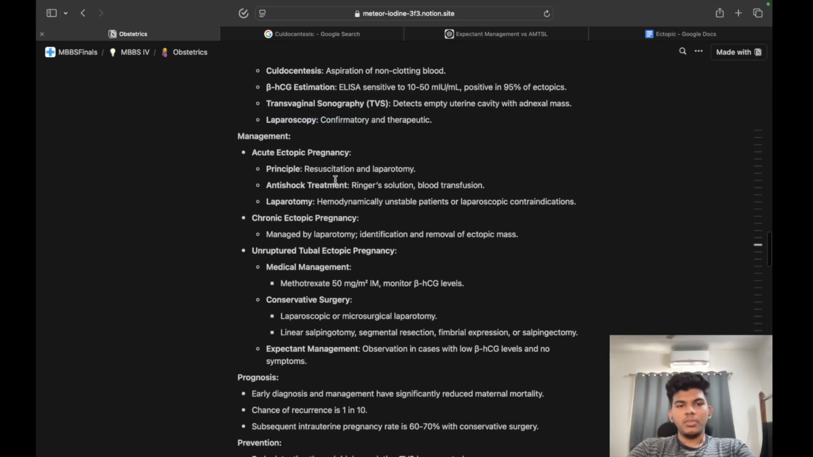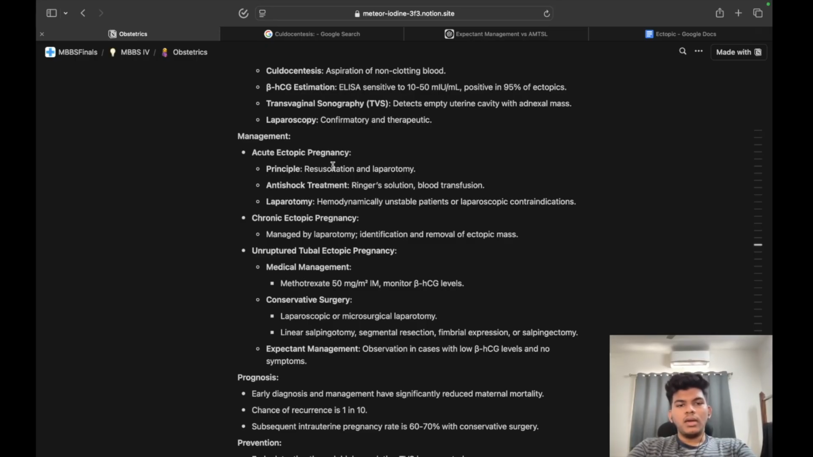For transvaginal sonography, we can see an empty uterine cavity, and laparoscopy is confirmatory and therapeutic. Then coming to treatment: acute ectopic, chronic ectopic, unruptured tubal ectopic. For acute ectopic, the principle is resuscitation and laparotomy. Anti-shock treatment includes Ringer's solution and blood transfusion, and laparotomy is for a hemodynamically unstable patient or laparoscopic contraindications. Laparotomy is different from scopy.